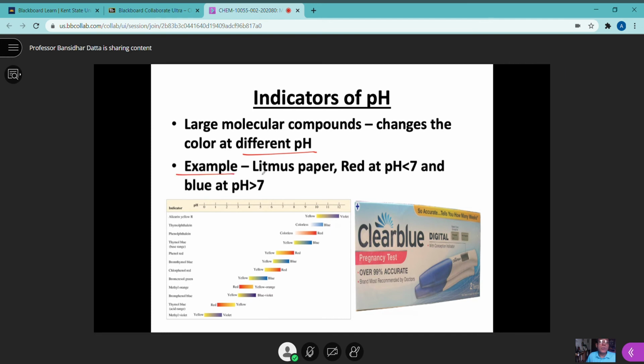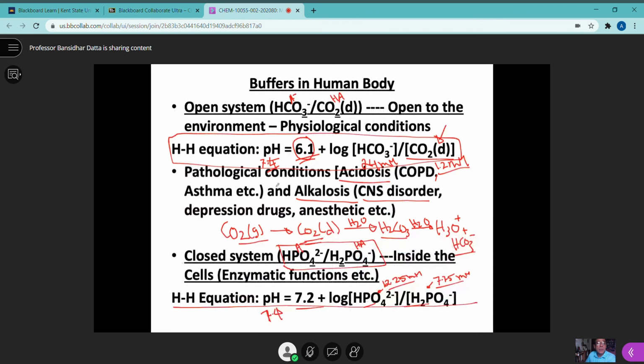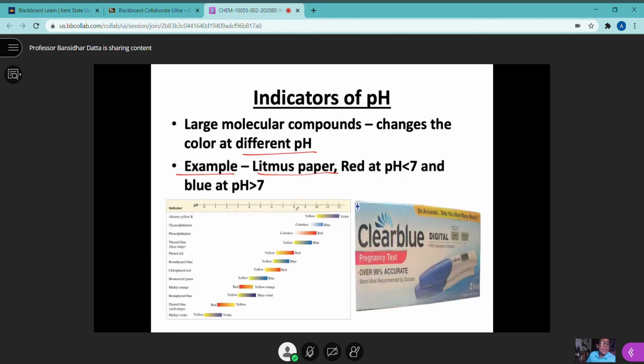Example, probably many of you know, litmus paper: red at pH less than 7 and blue at pH greater than 7. So red and blue, you can always see that. And I gave you some list. You don't have to remember the list, but you must remember some of those. As you can see, this is the pH range, and some of them go from yellow to violet. For example, thymol blue is red at pH 1 to 2 and yellow at pH 3. So in a very short range, they can change the color.